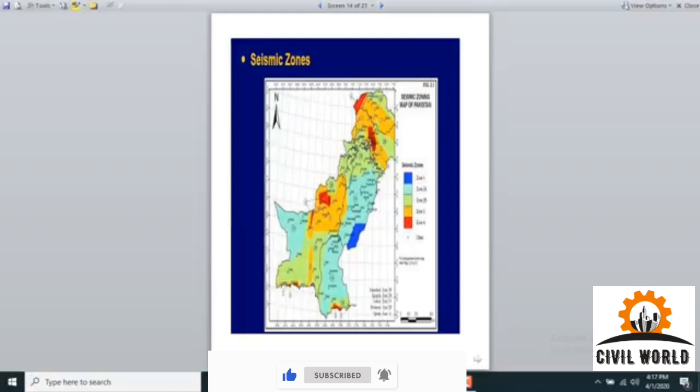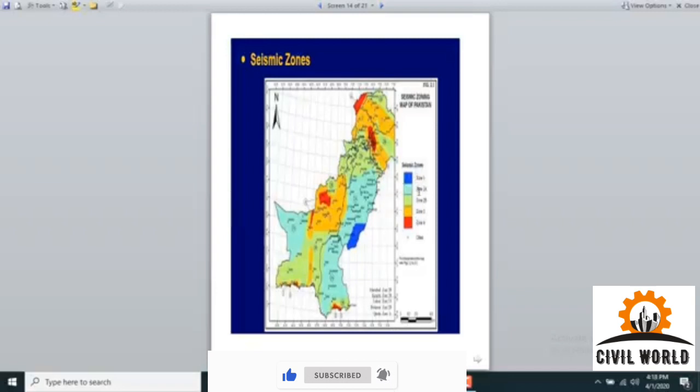So we are having 2 red zones, or I would say 3 red zones in the country, which are numerically represented as the near field zones, where the fault line, or the possible epicenter, is at a distance of 20 to 25 kilometers. So these are the areas.